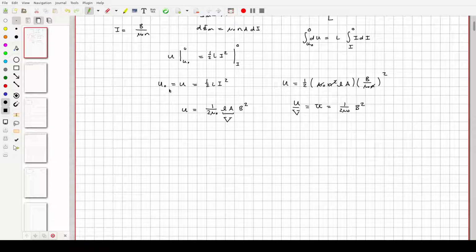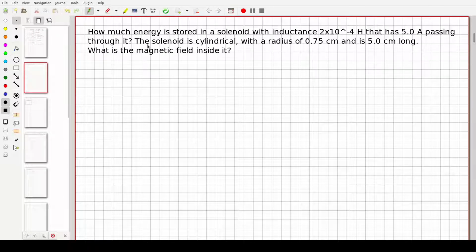So let's do an example. In this problem, what I'd like to know is how much energy is stored in a solenoid with an inductance of 2 times 10 to the minus 4th henries that has 5 amperes of current passing through it. Now it's cylindrical, it's 0.75 centimeters in radius, and it's 5 centimeters long. And I'd like to know what the magnetic field is inside of it.